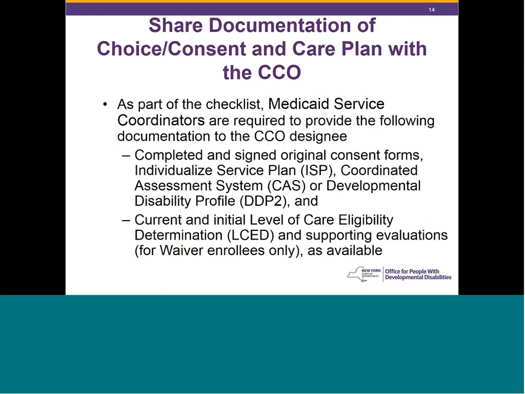All right, the guide discusses the sharing of documentation of choice, consent, and care plan with the CCO. As part of the checklist, Medicaid Service Coordinators are required to provide the following documentation to the CCO designee: the completed and signed original consent forms, the ISP, the Individualized Service Plan, the CAS, if it's available for the person, if they've had a CAS completed, the Coordinated Assessment System, or the Developmental Disabilities Profile, the DDP-2. Current and initial level of care eligibility determination, so the current LCED, and supporting evaluations for people that are enrolled in the waiver as those documents are available. So those documents need to be included with the completed consent forms.